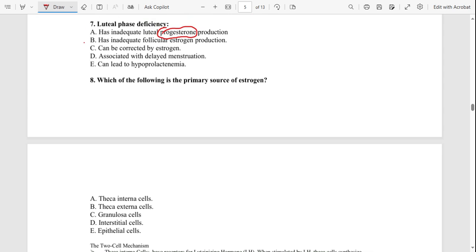Number 8 is saying which of the following is the primary source of estrogen? Theca interna cells, theca externa cells, granulosa cells, interstitial cells, epithelial cells. Any thought on this one?